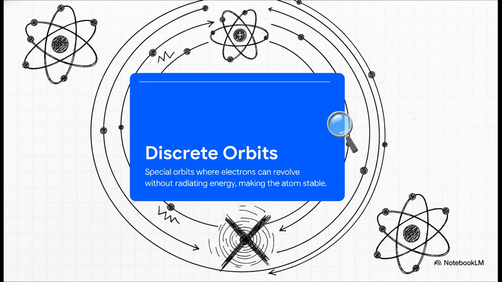And here's the most important part. As long as an electron is in one of these special orbits, it does not lose any energy.